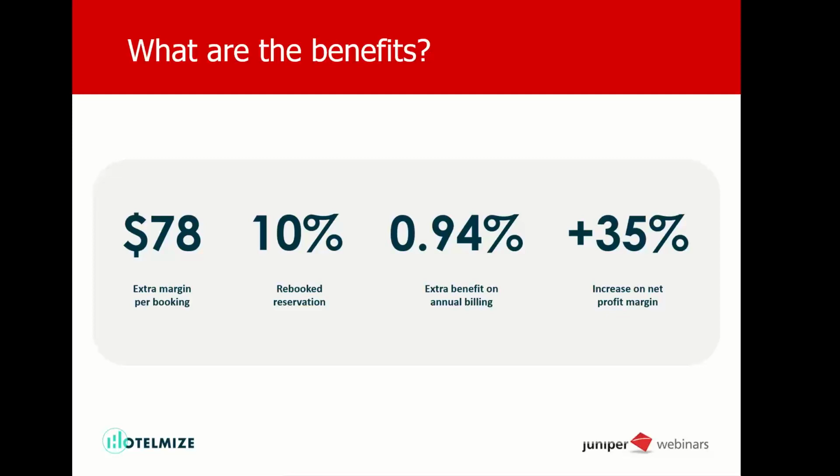The extra benefit on your annual billing, which means on your total sales revenue, will be 0.94%, almost 1%. So if you are selling $100 million, it will be $1 million. If you are selling $50 million, it will be $500K a year. And the increase on the profit margin, as we said before, is 35%.